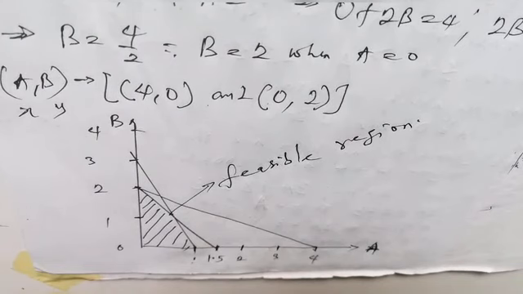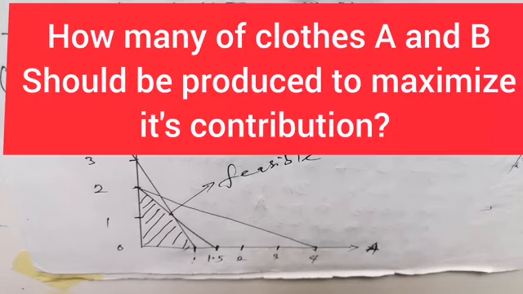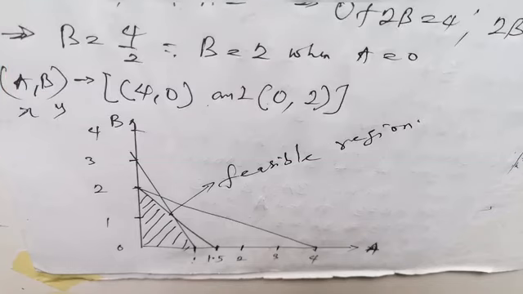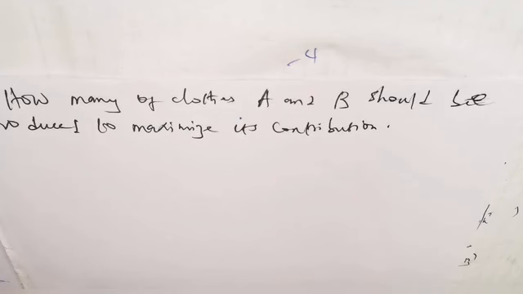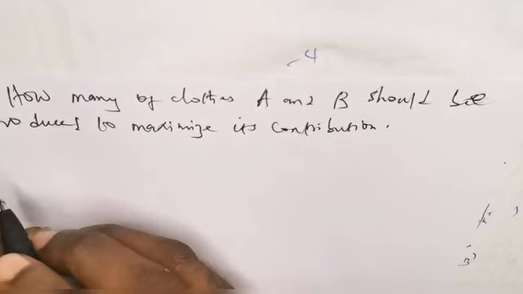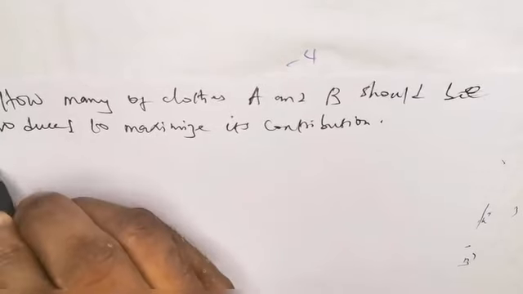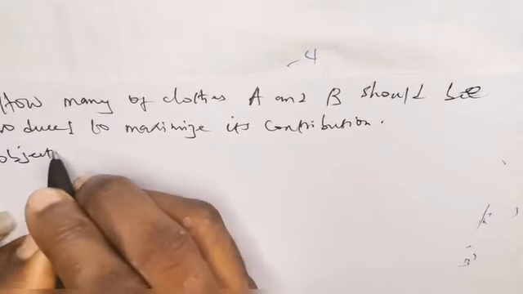Now the third question says, how many of clothes A and B should be produced to maximize its contribution? All right, so to solve this question, the first thing is to pick out the objective function, not forgetting earlier we stated the objective function. That's the first thing to do.